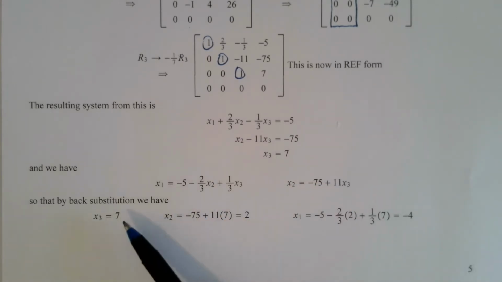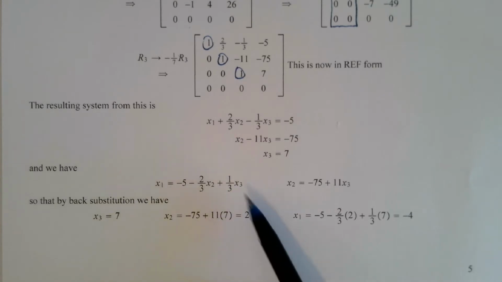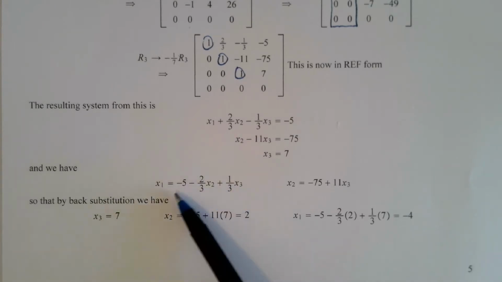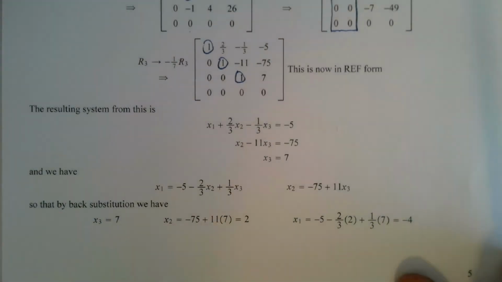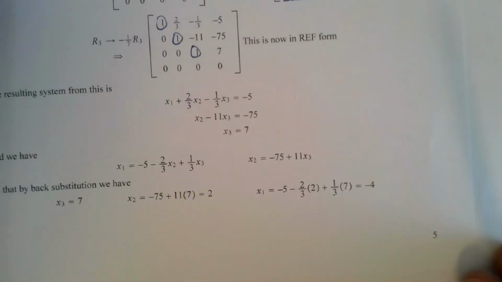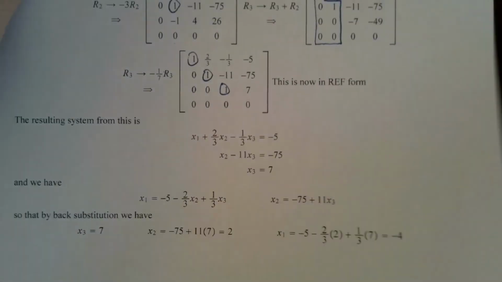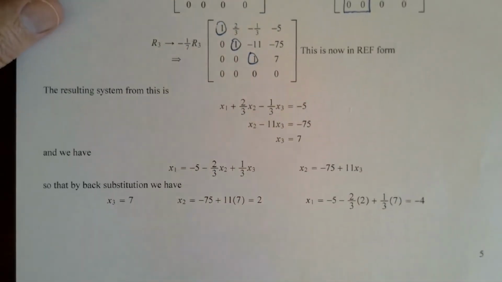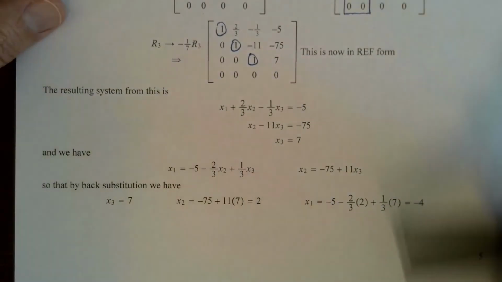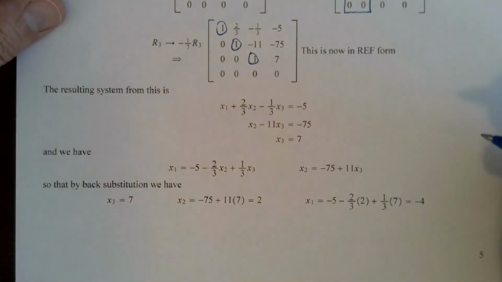And if I take this value of x of 3 and plug it in here, and this value for x of 2 and plug it in here, I can solve for x of 1. And my solution is -4, 2, 7. -4, 2, 7, right, in that order. x of 1, x of 2, x of 3. Okay. If we continue though, so that's Gaussian elimination with back substitution, and we get our solution.